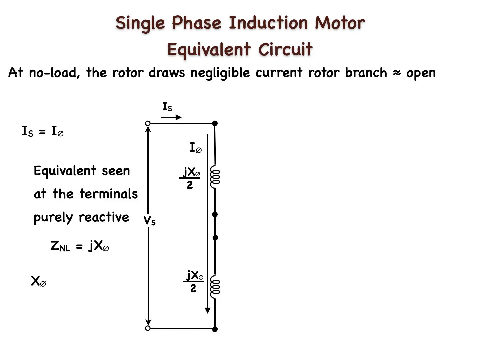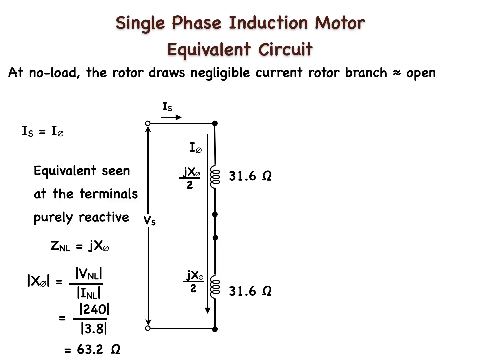Therefore, the magnitude of Xphi is equal to the no-load voltage over the no-load current, and we know these both, so we can substitute the actual values, which is 240 divided by 3.8, resulting in 63.2 ohms. The no-load test gives us the total magnetizing reactance, Xphi. We divide it by 2 to account for the forward and backward rotating fields in the double revolving field model. Each branch then gets half of the magnetizing reactance.